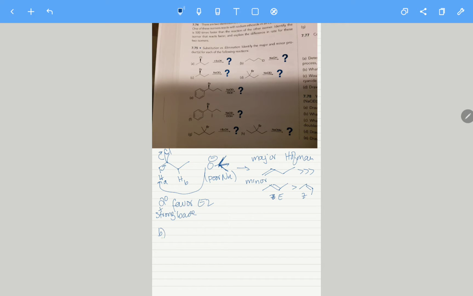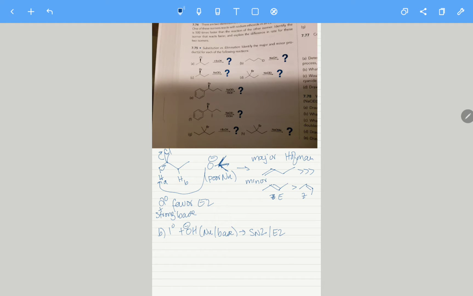Now let's look at B. B is saying that you have sodium hydroxide and you have a primary group. So hydroxide is both a nucleophile and a base. Since it's primary, it could only be SN2 or E2. And so I would likely get both things happening. Since hydroxide is a strong base, you should get some E2.